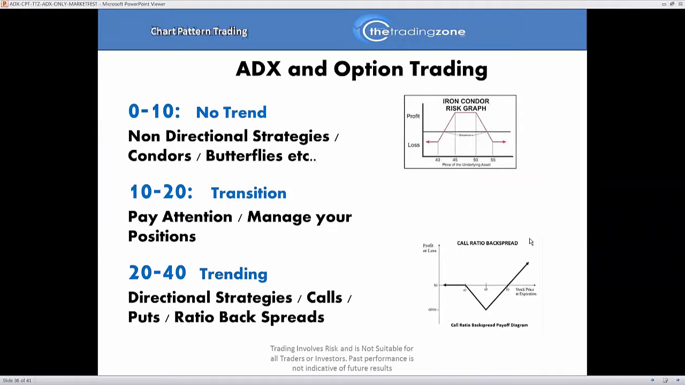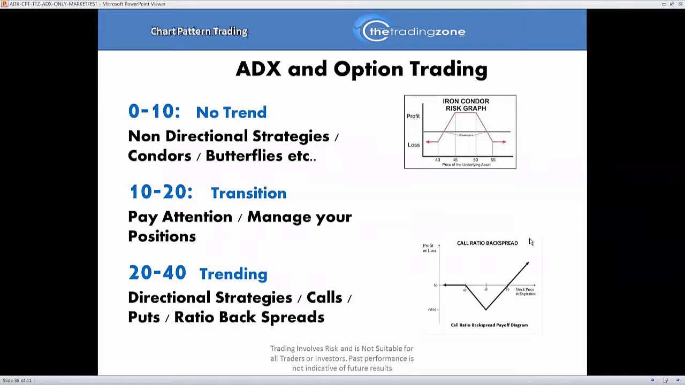So here's a really cool thing. One of the things that I love. Any options traders in the house? Raise your hand. Can I get a hand raise? Who trades options? A lot of people trade options. Love the options. How can I use the ADX to trade option strategies? Well, guess what? Some of the best options trading strategies are when the market is doing nothing, right?